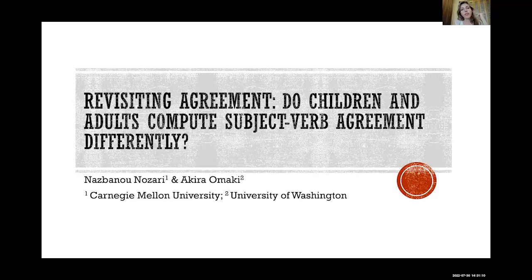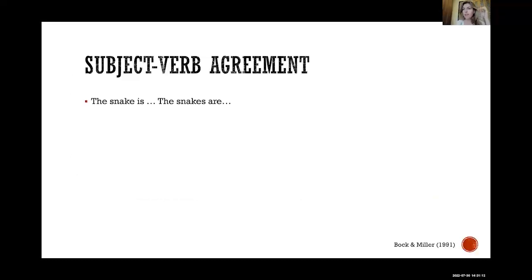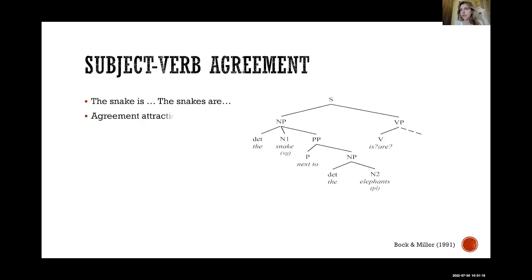In English, verbs must agree with their subjects in plurality. We say the snake is, snakes are. Most speakers respect this rule most of the time. However, agreement errors sometimes arise. This mostly happens when the sentence contains two nouns with different pluralities.